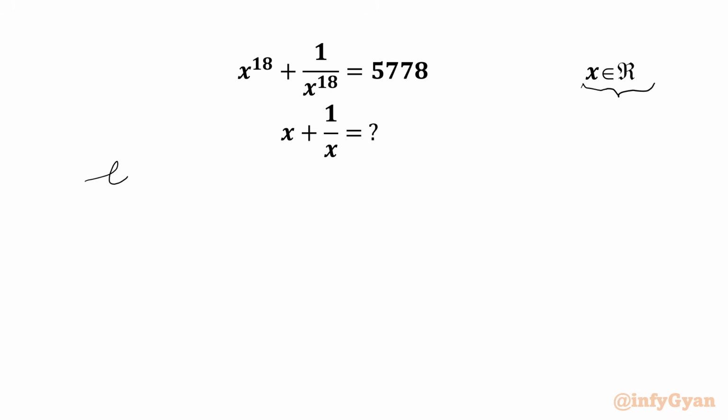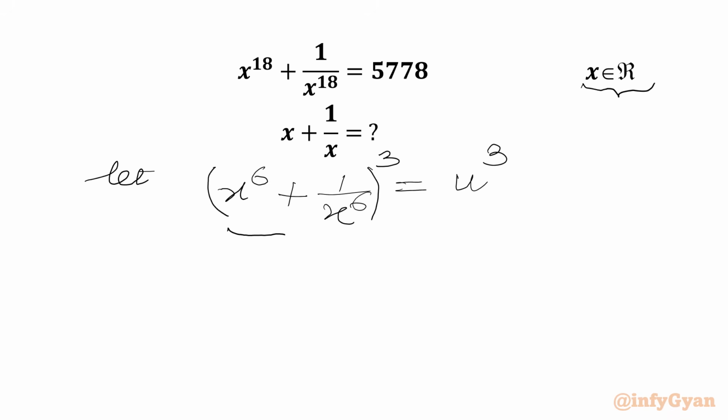I will consider our substitution straight away. Let us say x power 6 plus 1 over x power 6, suppose this is equal to u. Now we are going to consider cubing both sides. So we will put power 3.